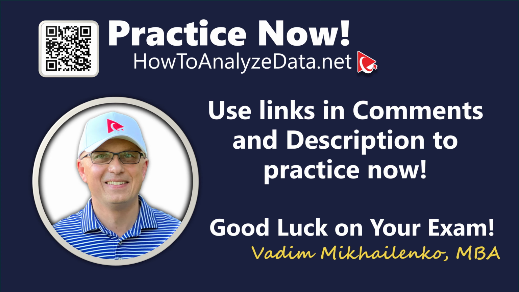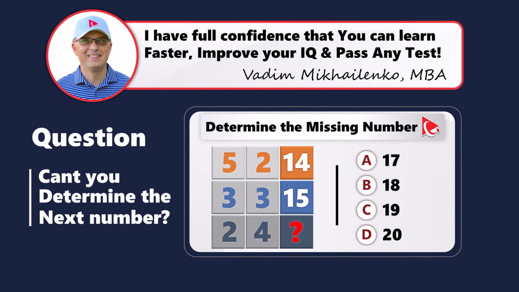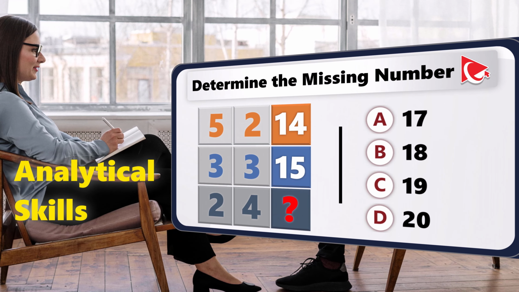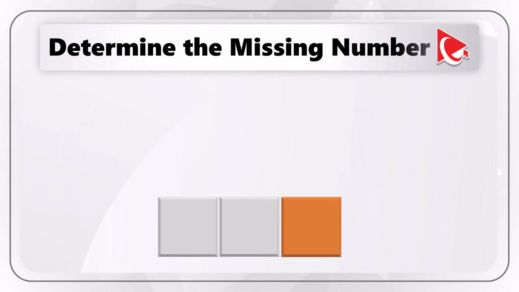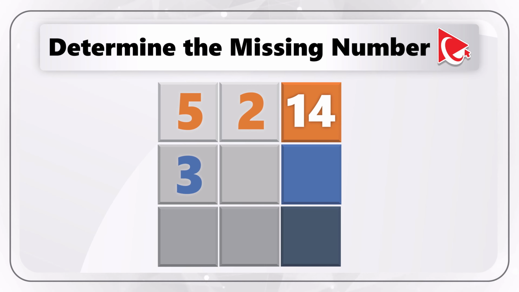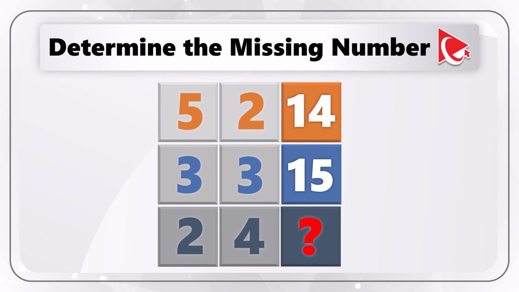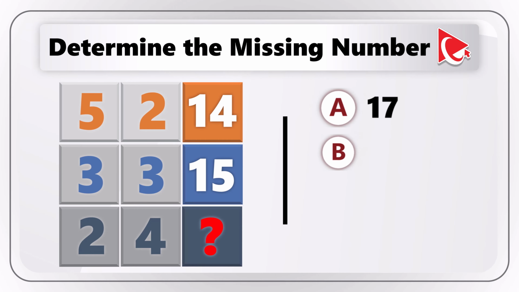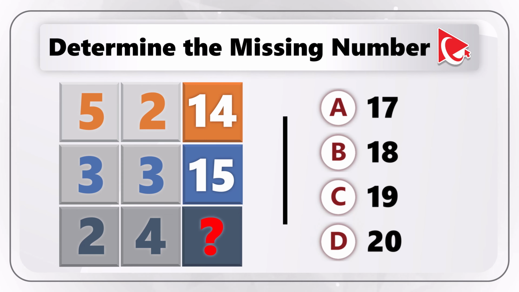I love this thought-provoking assessment test question. In addition to boosting your reasoning skills, solving it improves your analytical skills as well as attention to details. You're presented with a 3x3 matrix. The matrix has numbers 5, 2, 14, 3, 3, and 15, 2, 4, and then comes the missing number, which you need to calculate and select out of 4 possible choices. Choice A, 17, choice B, 18, choice C, 19, and last but not least, choice D, 20.